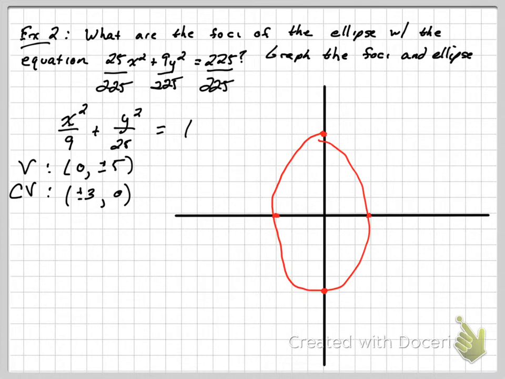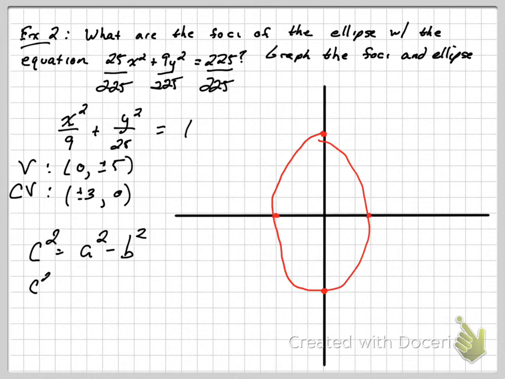Now, let's find our foci. To find the foci, that's your C value, and it goes C squared equals A squared minus B squared. You're kind of thinking Pythagorean theorem, a little bit different, but it's along the same lines. So let's figure out what that is.